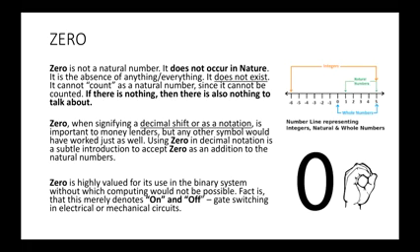Now, zero, when signifying a decimal shift or in a notation, is certainly important to moneylenders and other special interest groups, but any other symbol would have to work just as well. So using zero in decimal notation introduces us to the idea of zero as an additional number, but it's not a natural occurrence. Some might argue that it's highly valued for its use in the binary system, without which computing would not be possible. But the fact of the matter is that it's just an on and off switch, right? For gate switching in electrical or mechanical circuits. It's not a thing in itself.